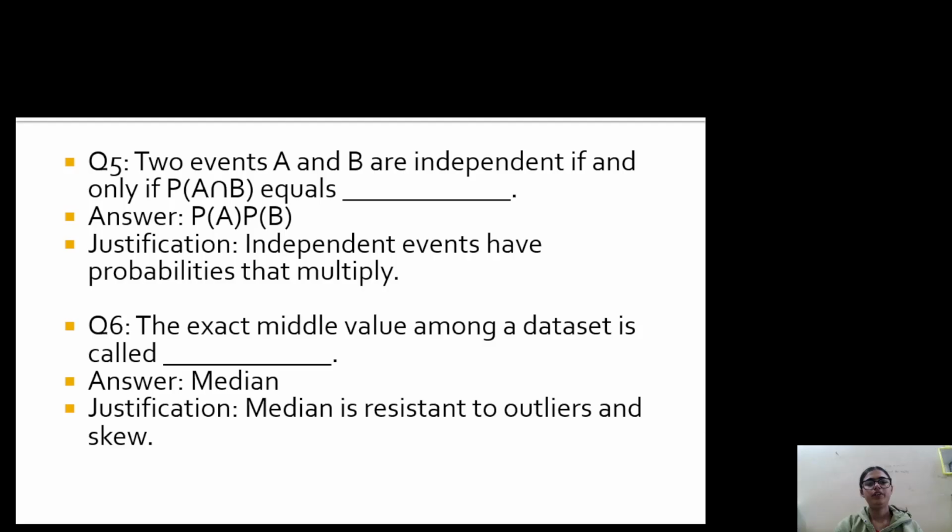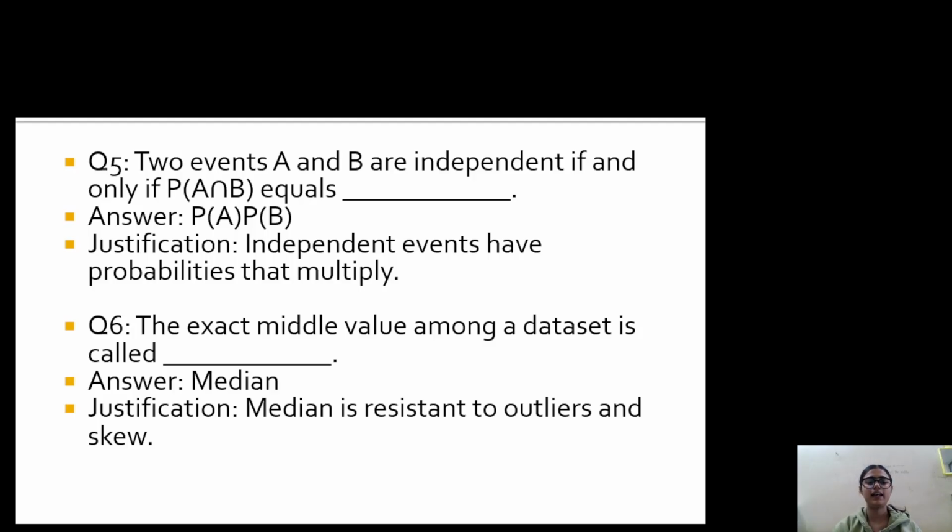Next, two events A and B are independent if and only if P(A intersection B) is equal to dash. So the answer is P(A) times P(B). Events are independent when the result of one does not affect the other. For such events, joint probability is equal to the product of individual probabilities.